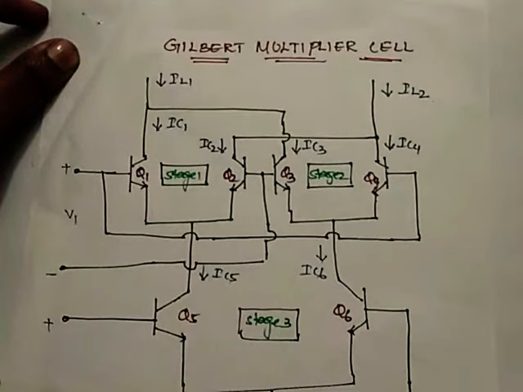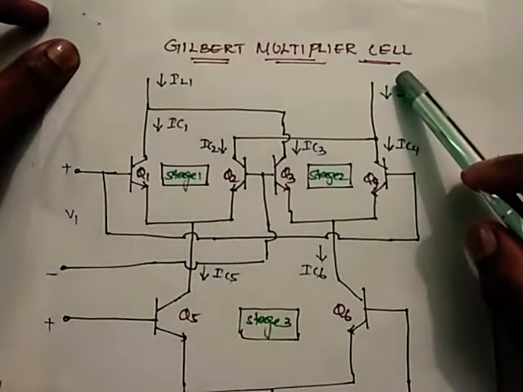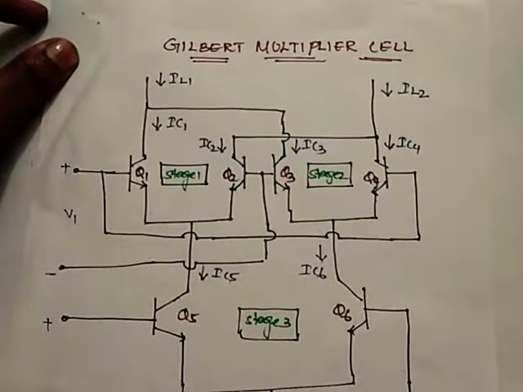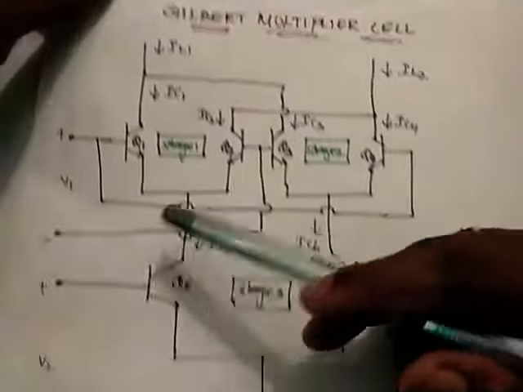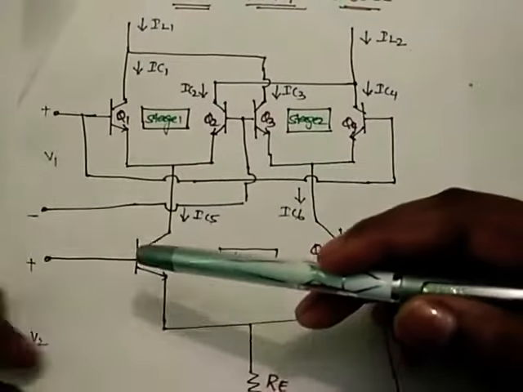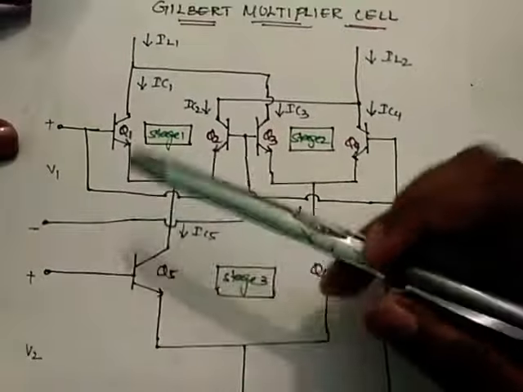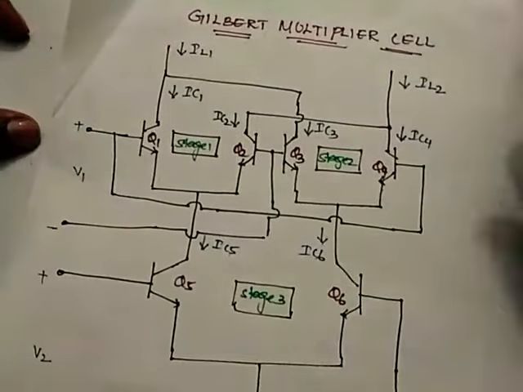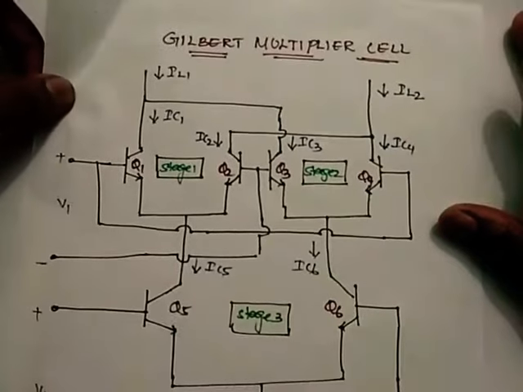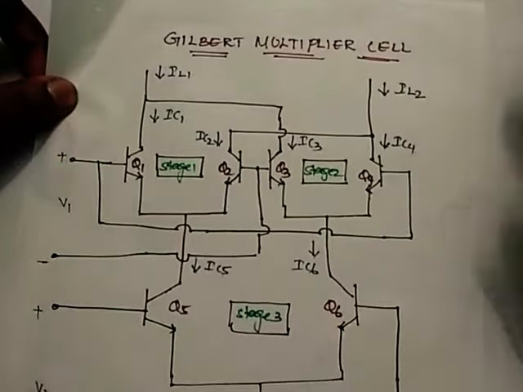To overcome these drawbacks, we are going for the Gilbert multiplier cell. This Gilbert multiplier cell is also known as the four-quadrant multiplier cell. It allows the two input voltages V1 and V2 to swing in both polarities. This method is the extension of the emitter coupled transistor pair.